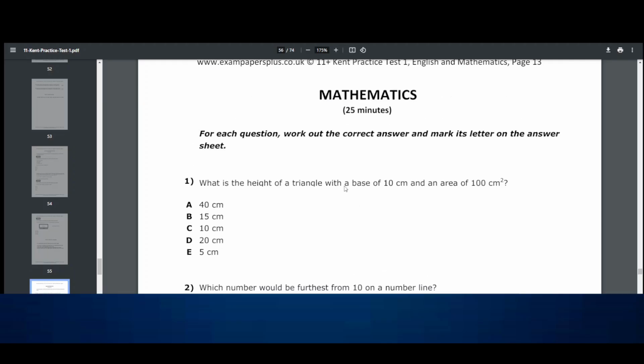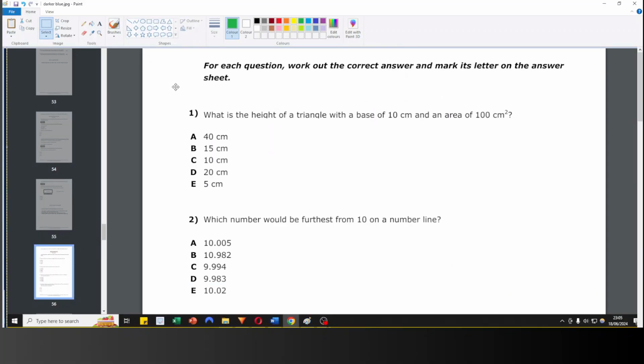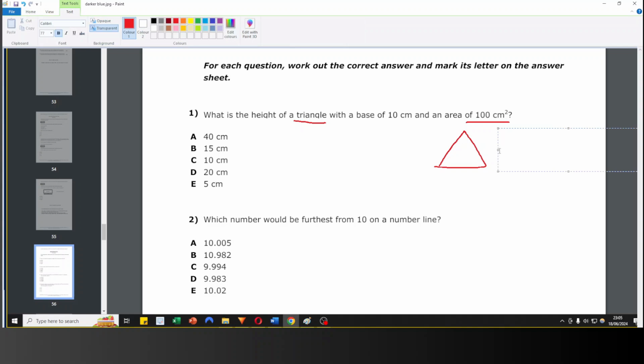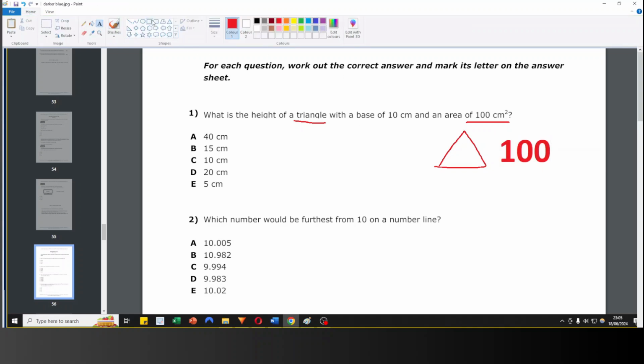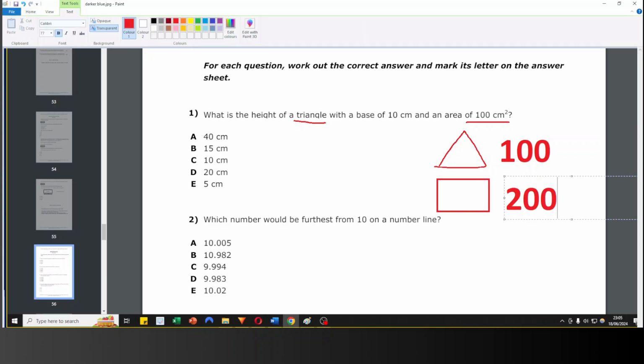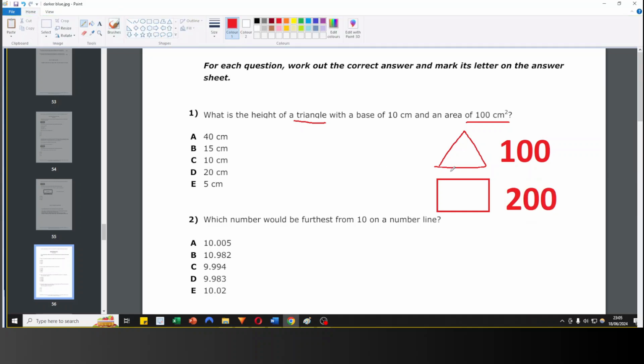Question 1 here. What is the height of a triangle with base of 10 and area of 100? Every time you see a triangle here, area of 100, you need to think of a rectangle straight away. So that will be 200. How so? Because you double it. If I just quickly fill this drawing in, it looks like you double it when you do that.